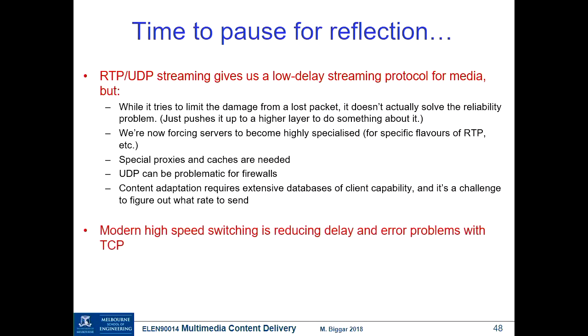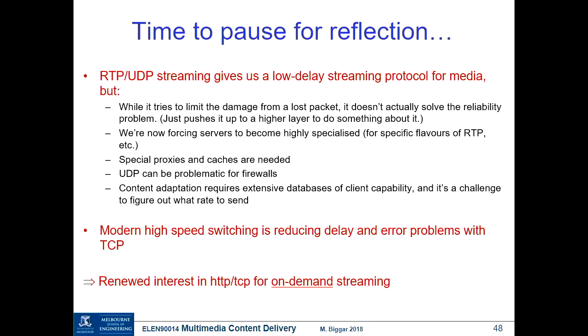So at the same time as we have all these issues with RTP, UDP, modern high-speed switching is reducing delays, and errors are much less likely, certainly on the backbone network, on the inter-exchange network. As a result of this, there was increased interest in HTTP, TCP for on-demand streaming. I really need to emphasise the on-demand, because we'll see how we can manage delay with the on-demand case. And this is why I asked the question earlier, and I said it's not so straightforward.